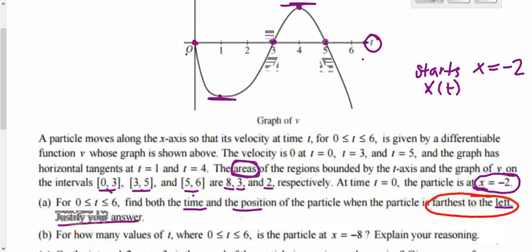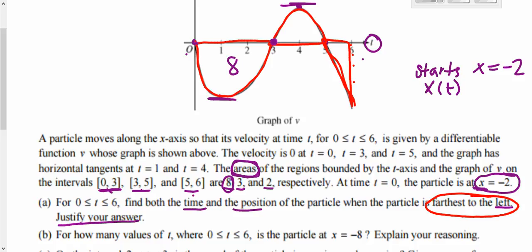So these areas here, so we have an area here, we have an area here, and it stops at 6, so we have an area here. That's not pretty, but you know what I mean. And these areas, they've already told us what they are. From 0 to 3, that area is 8. And it's below the x-axis, so it's negative. From 3 to 5, that area is 3. It's above, so it's going to stay positive. And our last one, 5 to 6, is 2. It's below, so it'll go negative.